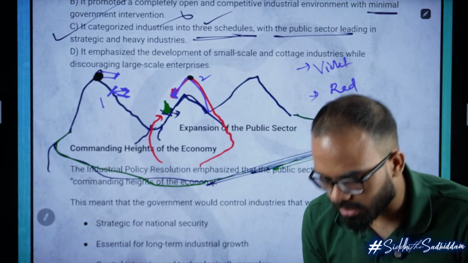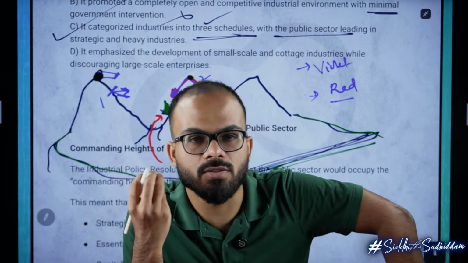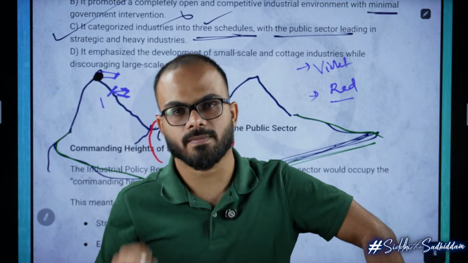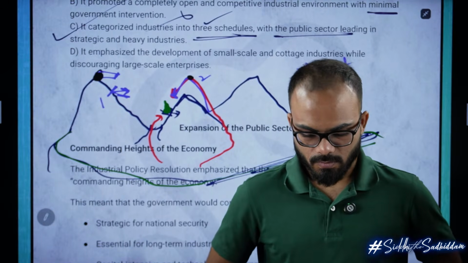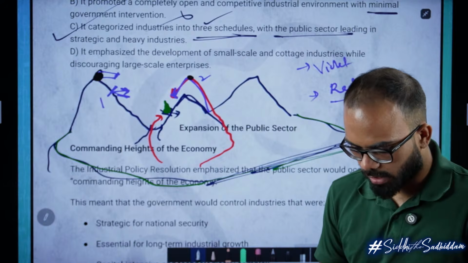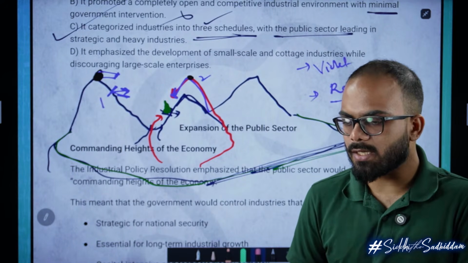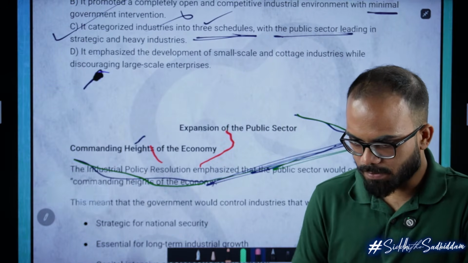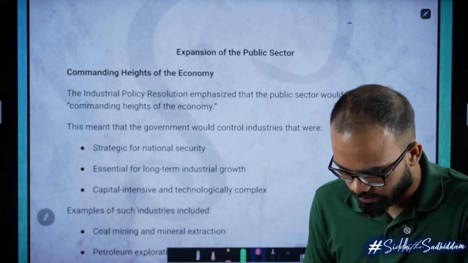Now based on this analogy, you tell me, what is that sector that is supposed to have commanding heights in Industrial Policy Resolution 1956? Which sector? Can I say heavy public industries, PSUs? Yes, that's it. The meaning of commanding heights doctrine is very simple.